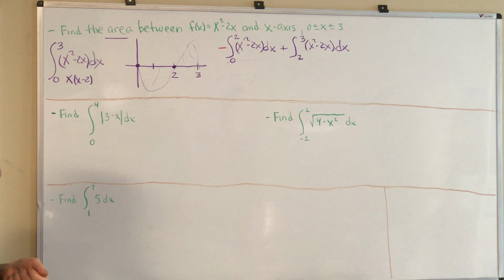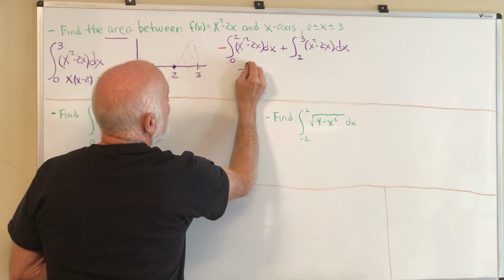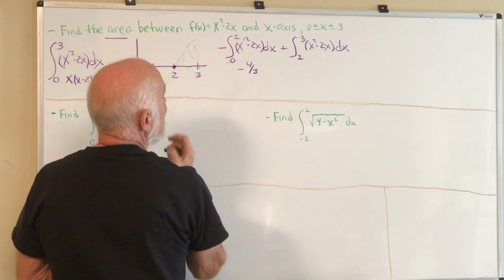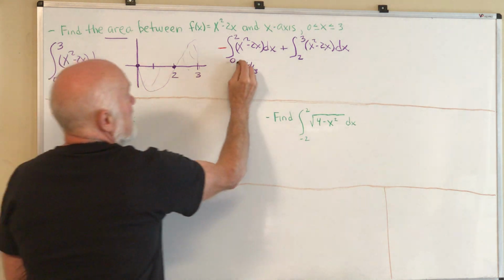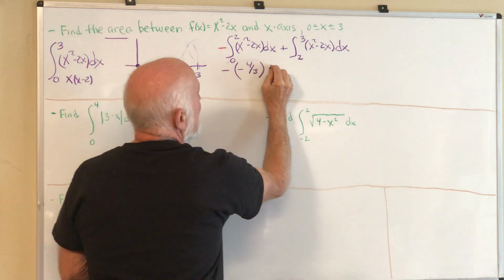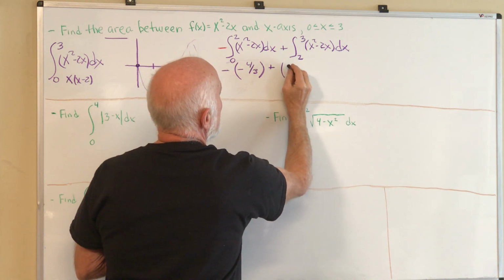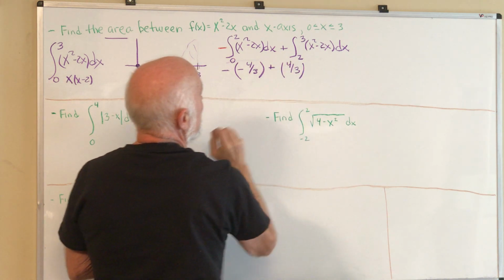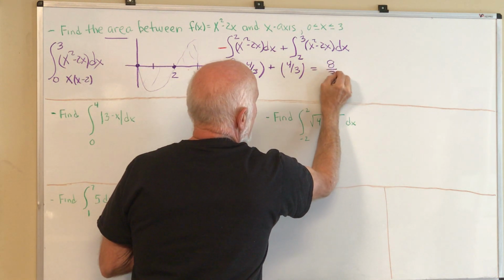So I put this on a calculator, and this turned out to be -4/3. I was happy that it was negative because I knew it should be negative. But you have to put that negative sign in front of it. And when I did this side, from 2 to 3, it turned out to be 4/3. So it was really easy then to find the answer to this problem. It's 8/3.